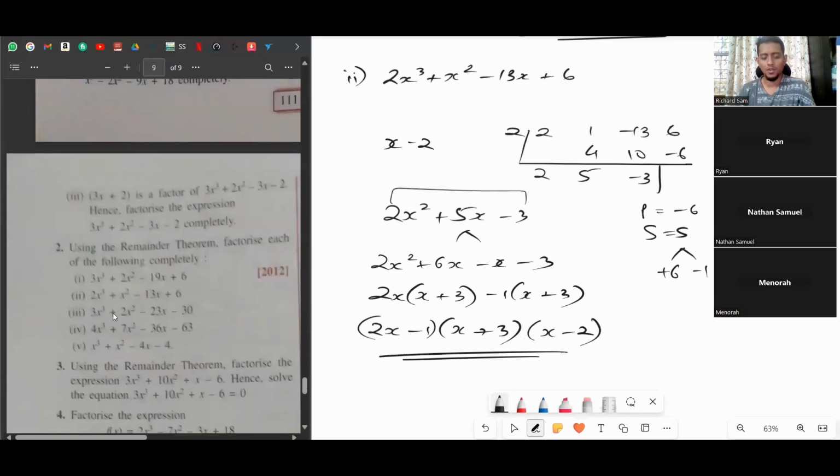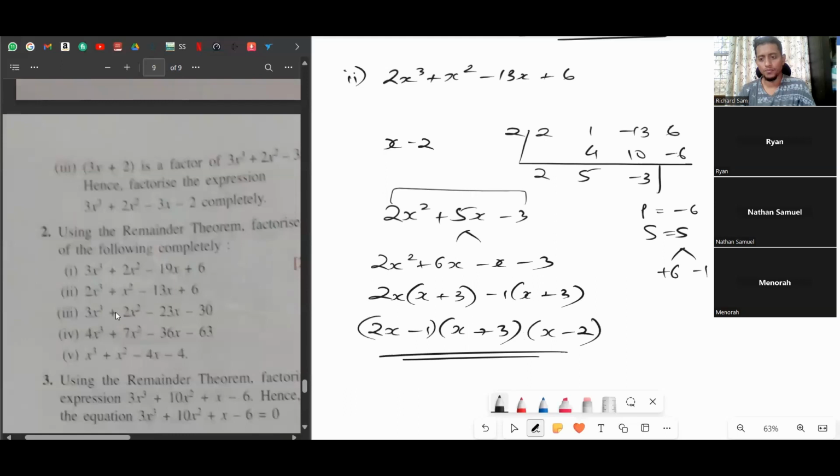Is everyone clear? Shall we move on? No, there are some modifications now to this. This is the most direct type of question where they'll just give you the expression and they'll tell you factorize it. Now, sometimes they make it easier for you.